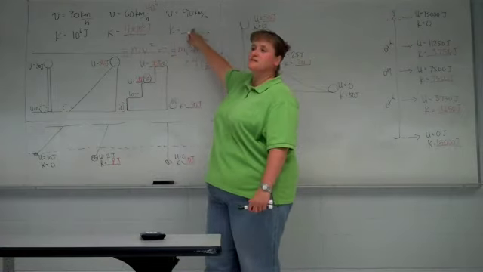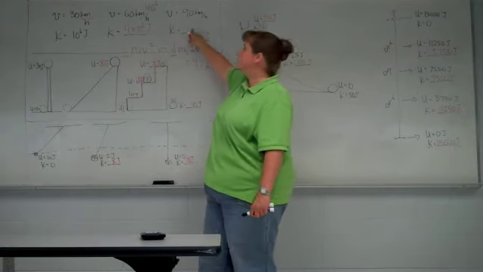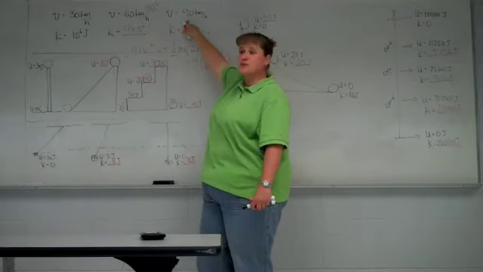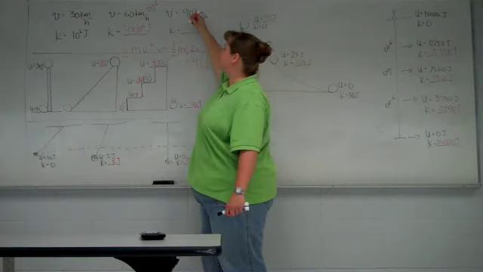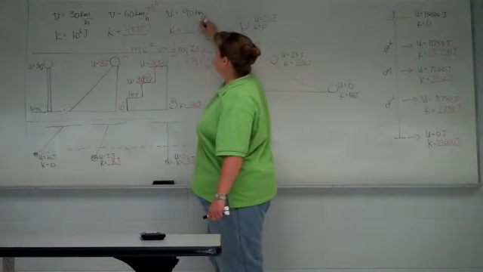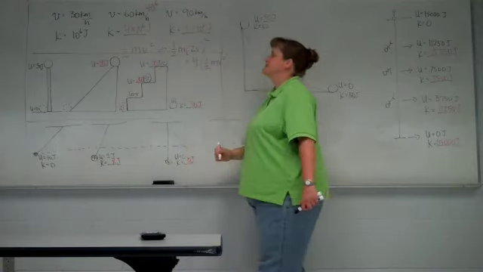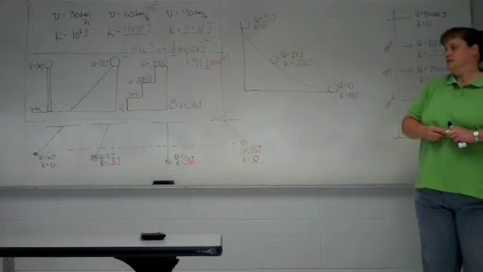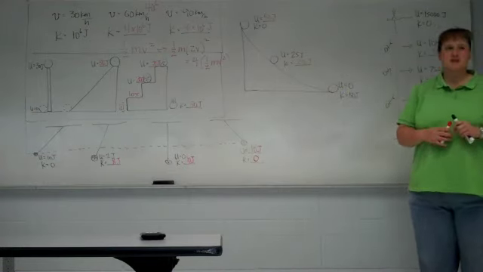What will this one be? 9 times 10 to the 6th. So 30 to 90 was tripled. 3 squared is 9, so 9 times 10 to the 6th. Questions on any of those?